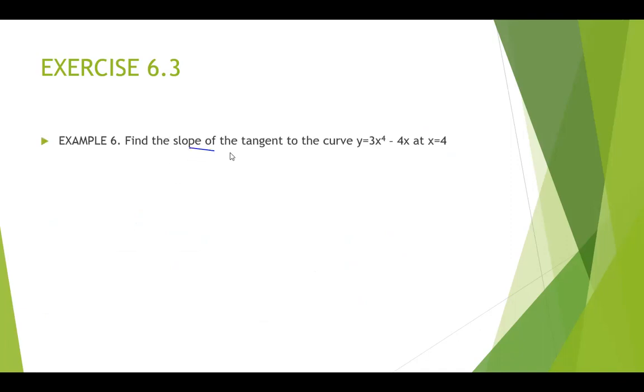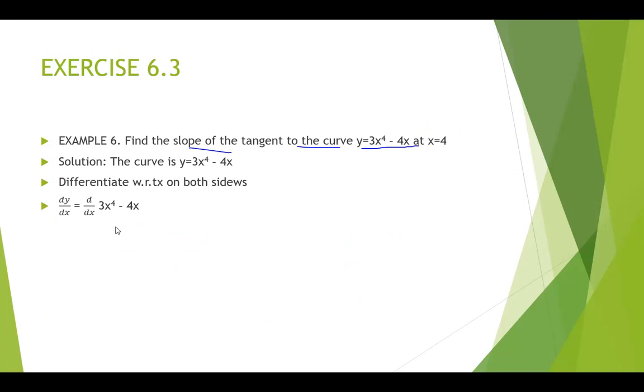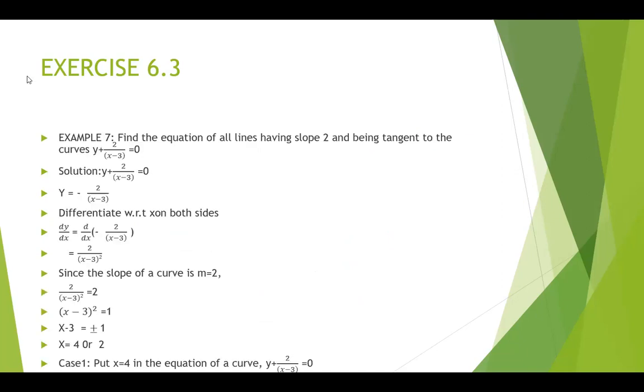Now, find the slope of the tangent to the curve y is 3x raised to 4 minus 4x at x equal to 4. As usual, we consider the function and differentiate with respect to x. 12x cube minus 4. At x equal to 4, to find the slope of the tangent I will put x as 4. It is 764.